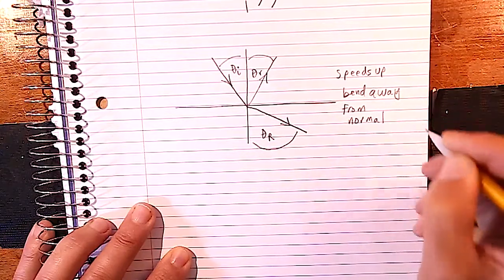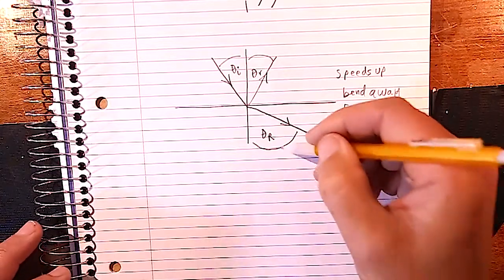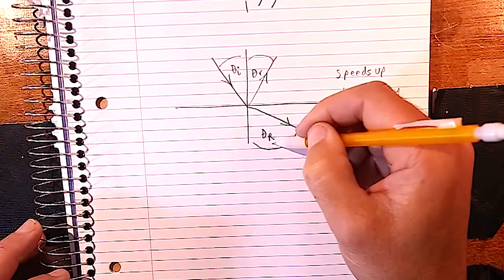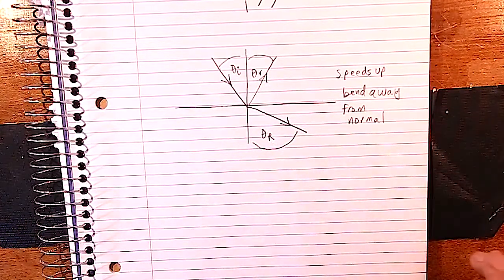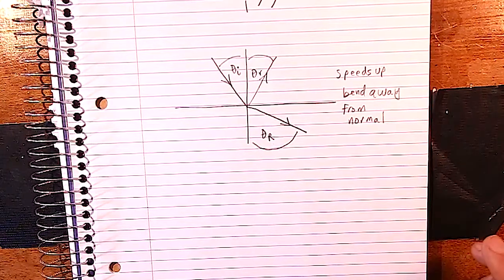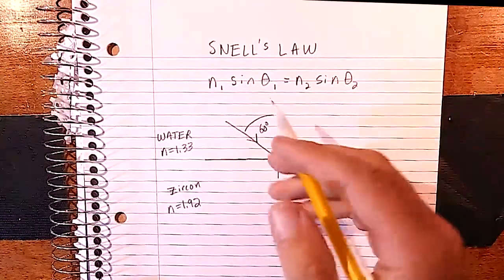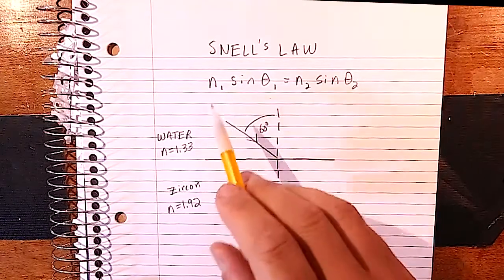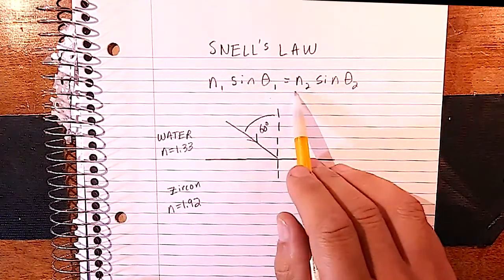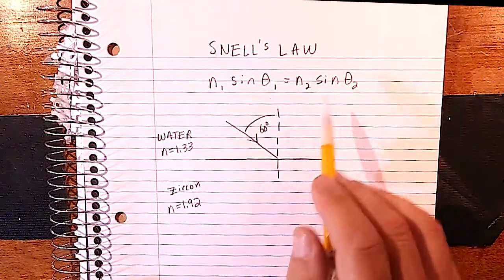So how can we actually calculate these values? How can we actually figure this out? Well, we need a formula, and that formula is called Snell's law. So here is Snell's law. Snell's law says n1 sine theta 1 equals n2 sine theta 2.